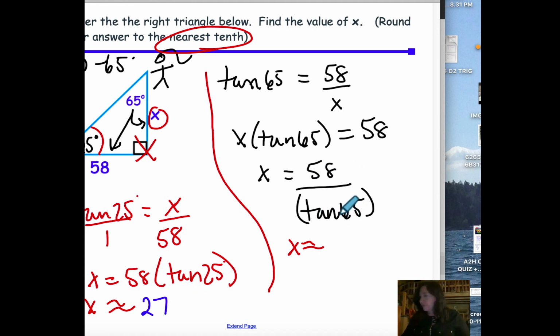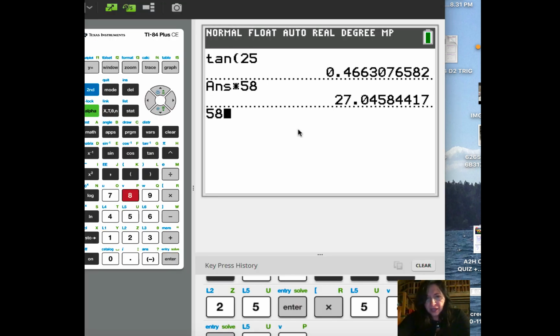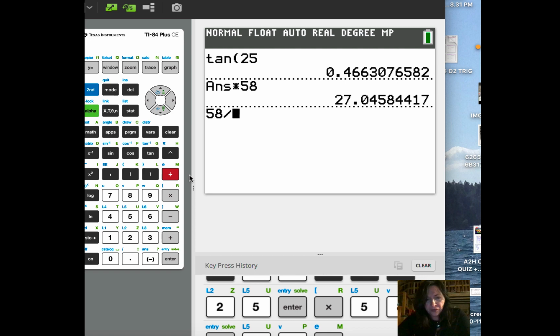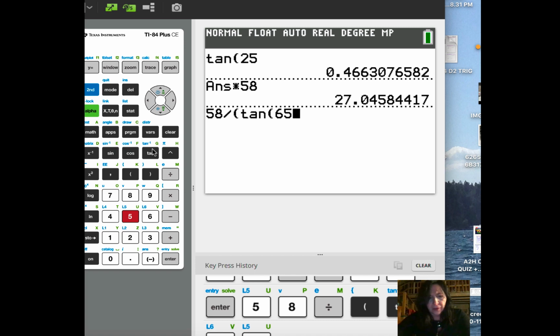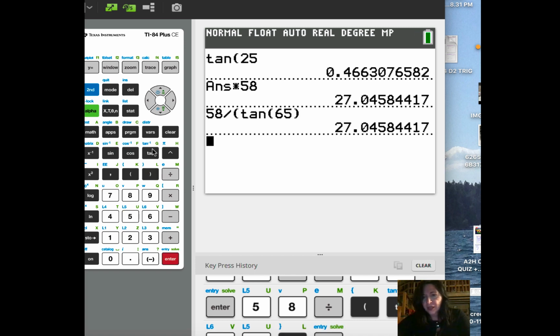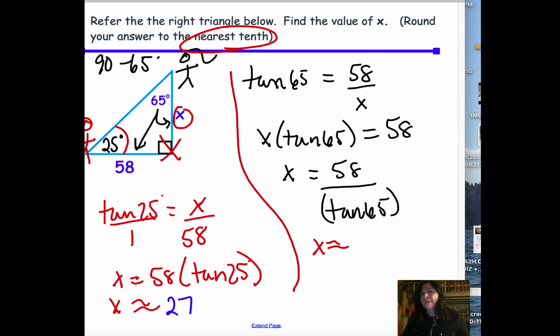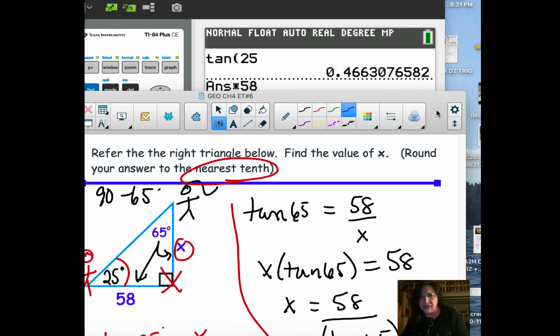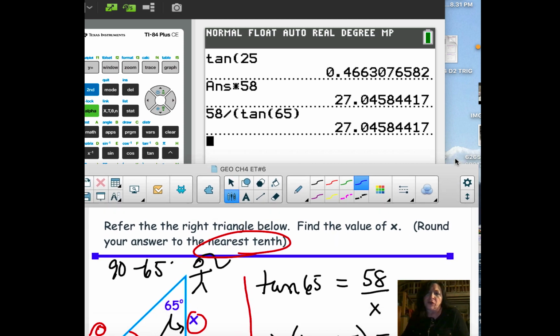Now, for this, I'm going to go 58 divided by tangent of 65. So let's do this again. We're going to go 58 divided by, then use parentheses, tangent of 65, close the parentheses, equals 27 again. You got to get the same answer, because you're doing the same problem. You're finding the same length of the side, but you're just doing it two different ways. So either way is going to produce the same answer. And if they're asking me for the nearest tenth, again, 27.04 is not going to change.